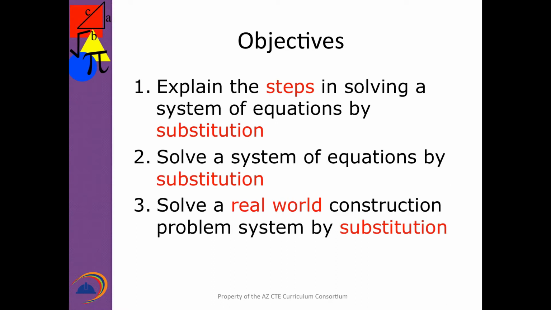All right, so on your note taker, fill in the missing words of the objectives. Objective number one is to explain the steps in solving a system of equations by substitution. Objective number two is to learn to solve a system of equations by substitution. And three is to solve a real-world construction problem by substitution. So pause the video until students have had a chance to add those to their note taker.